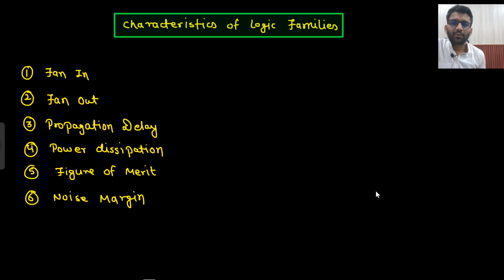Hi everyone. So now we are going to start studying about the characteristics of logic families. There are certain terms like fan in, fan out, propagation delay, power dissipation, figure of merit, noise margin. You should know the meaning of these terms, because they might be used somewhere in your examination or in some questions.